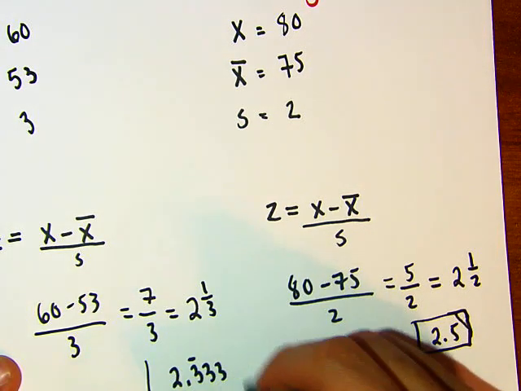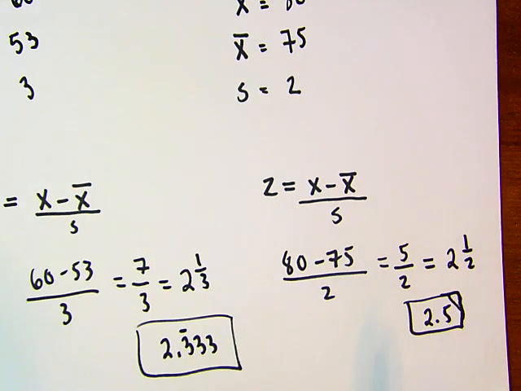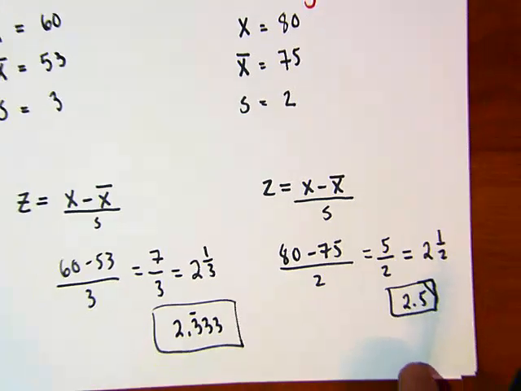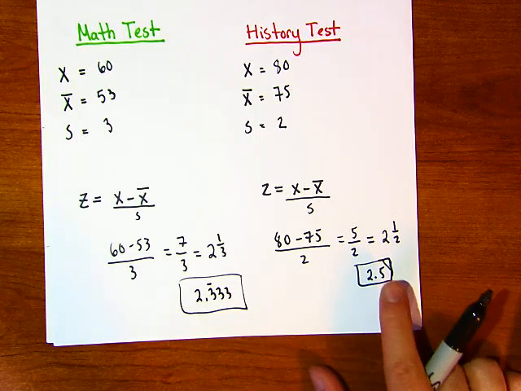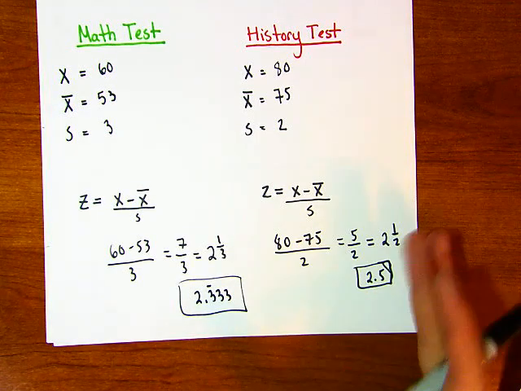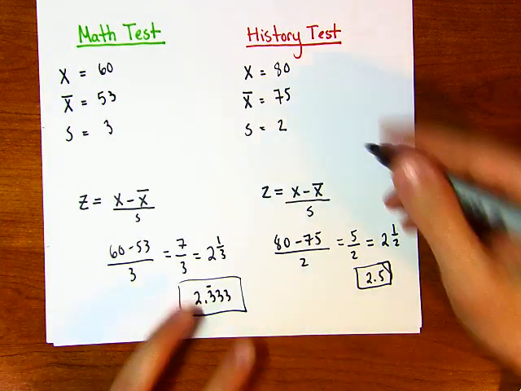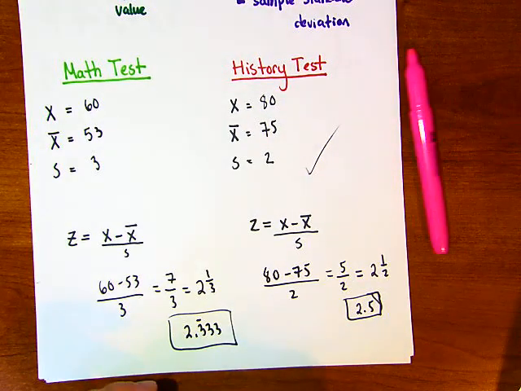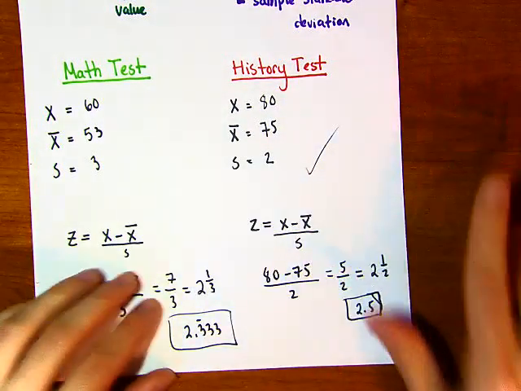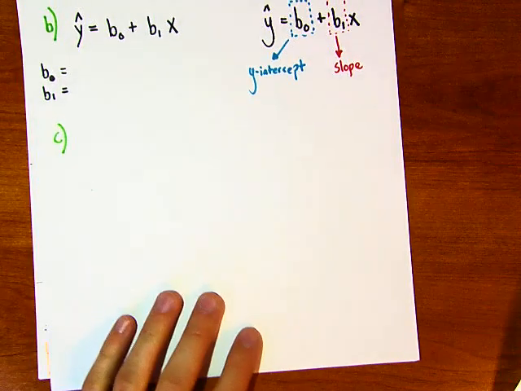And notice, which test did he do better on with respect to his class? It would be this one, because he's farther away from the mean. So the history test he did much better on. Well, not much better, but just better. Okay, last one and we're done.